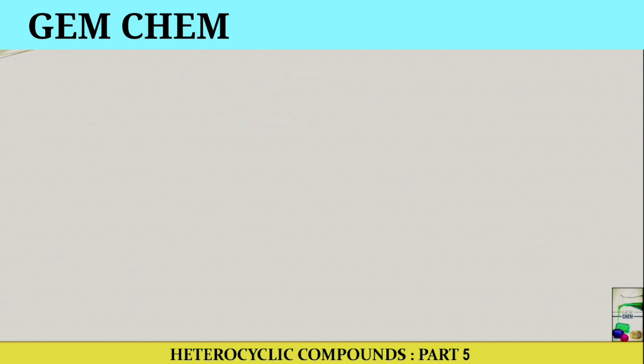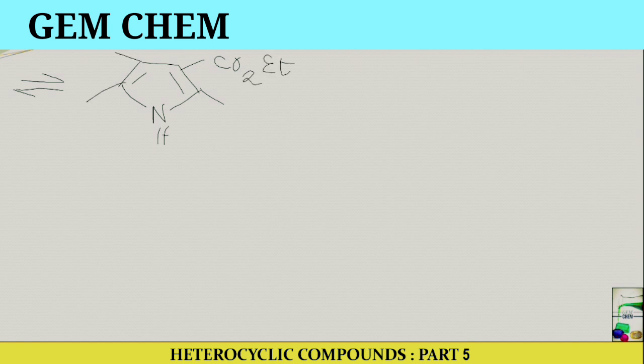This substrate can undergo a rearrangement to form your destined product, that is NH, with CO2Et and two methyl groups here. So finally you arrive at the product.